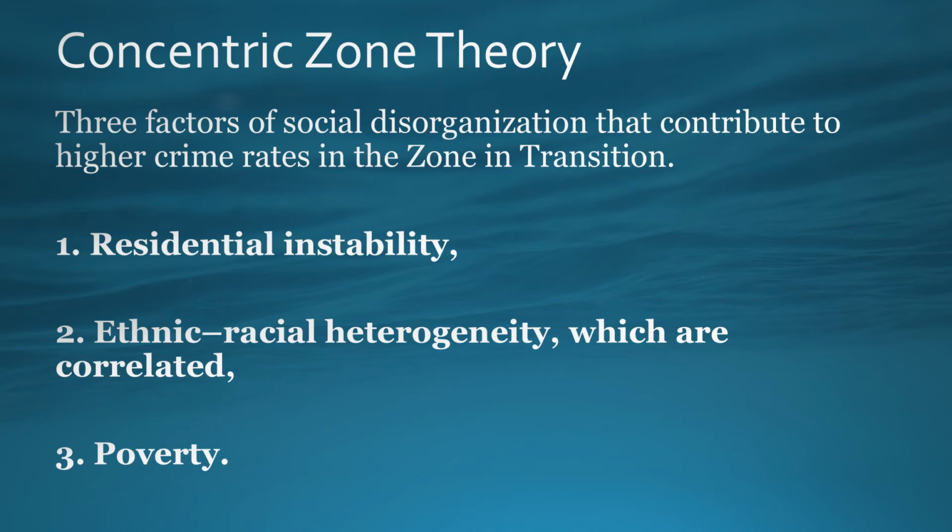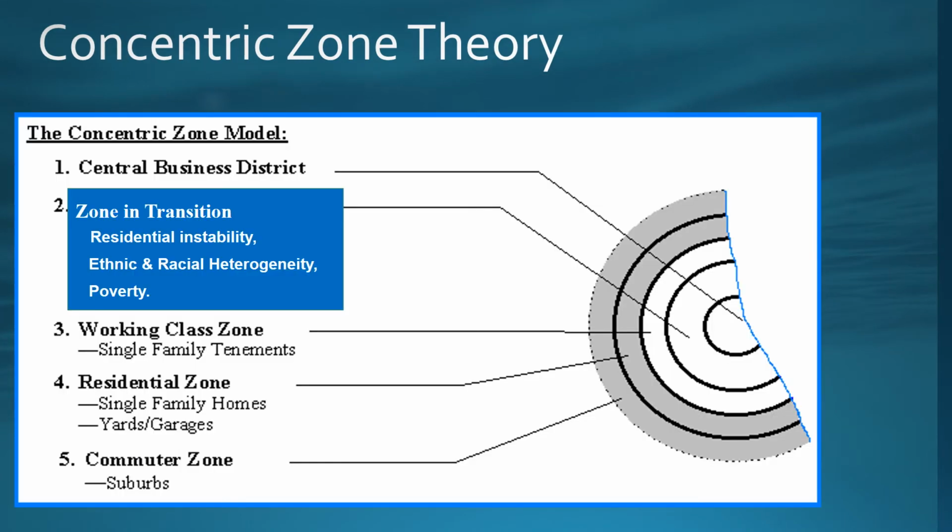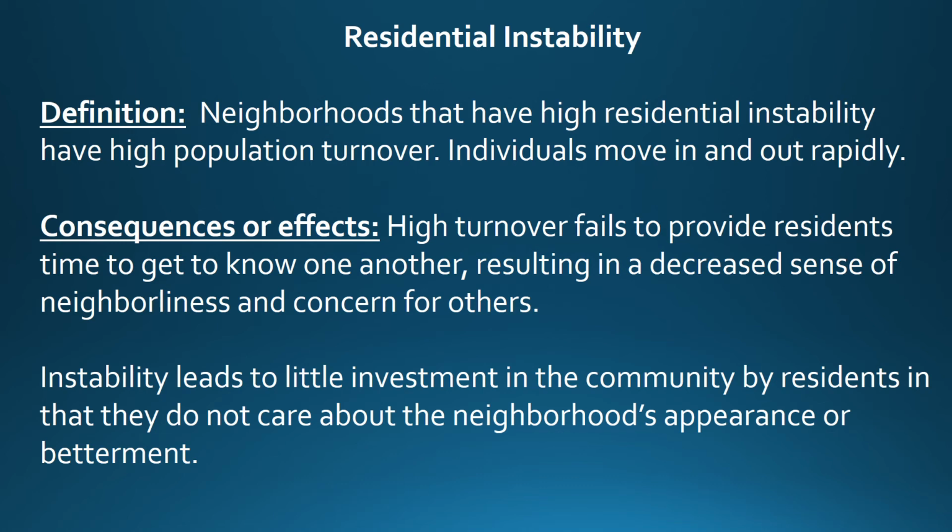According to the concentric zone theory, there are 3 factors of social disorganization that contribute to the higher rates of crime in the zone in transition. The first is residential instability, then ethnic or racial heterogeneity, and finally poverty. Heterogeneity means many, so this would be a diverse ethnic and racial population in Zone 2. This is just another image showing the zones, but highlighting the zone in transition, an area of residential instability, ethnic and racial heterogeneity, and poverty. We're going to look at each one of these factors individually.